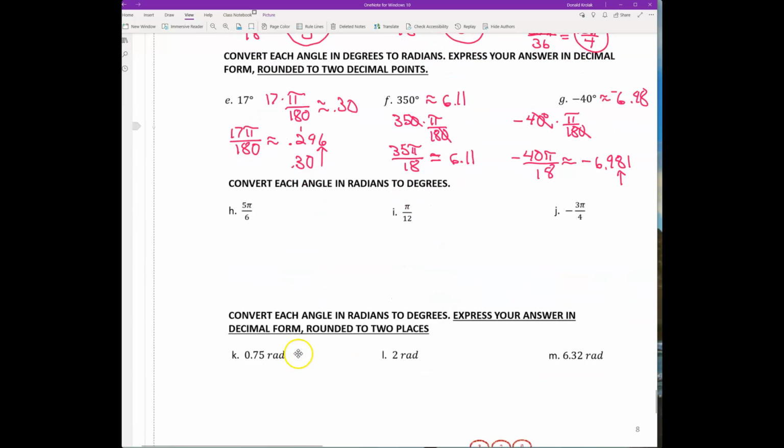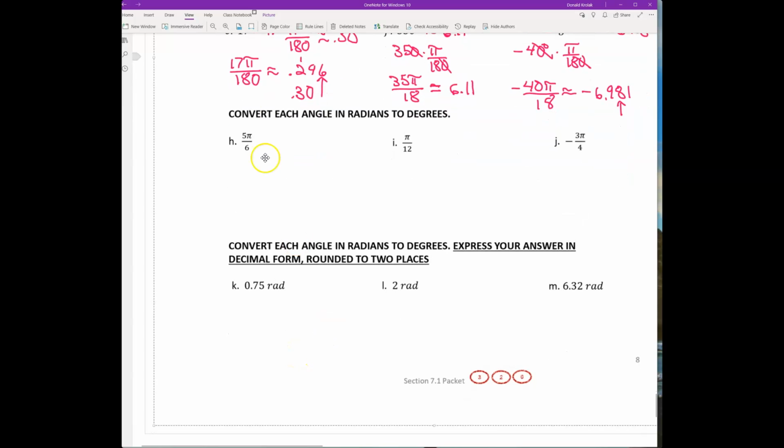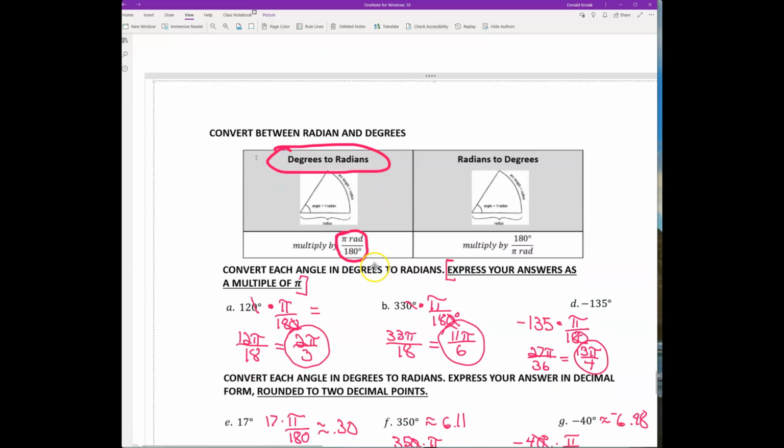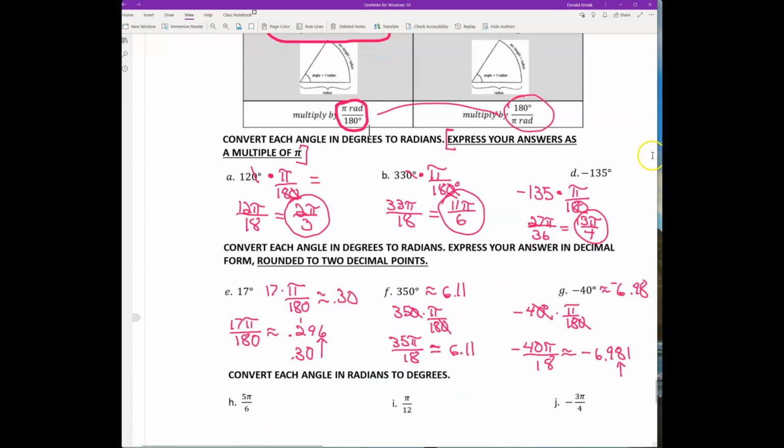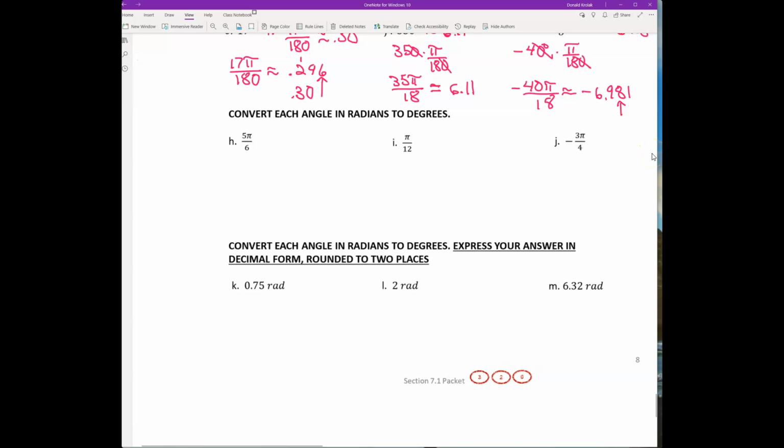All right, now the last 6 problems, you're doing just the reverse. You're taking each radian and you're changing it to degrees. So now you're multiplying by 180 over pi, the reciprocal of this, because you want the word radians to cancel. So now I'm multiplying by 180 over pi. Right? The pi's are going to cancel. 6 into 6, 6 into 180, and I'm left with 5 times 30. That's 150 degrees.